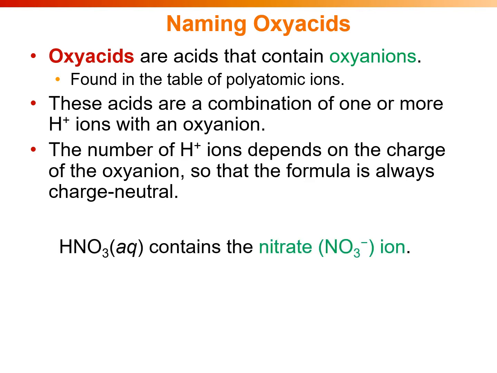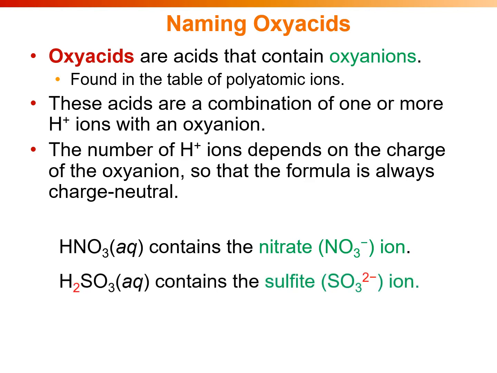So here we have HNO3. It contains the nitrate ion, which has a -1 charge. And this is going to be offset by the positive charge of one hydrogen ion. Here we have H2SO3. The sulfate ion has a -2 charge, and this is going to be offset by the positive 2 charges from 2 hydrogen ions.